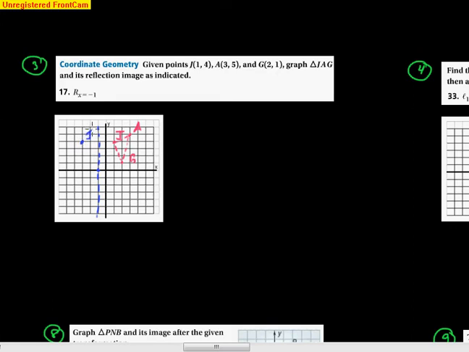There is J prime. A is 1, 2, 3, 4 to the left. Go 1, 2, 3, 4 more to the left. There's A prime. G, 1, 2, 3 to the left. 1, 2, 3 to the left. There's G prime. And there is the reflection: J prime, A prime, and G prime across the line x equals -1.